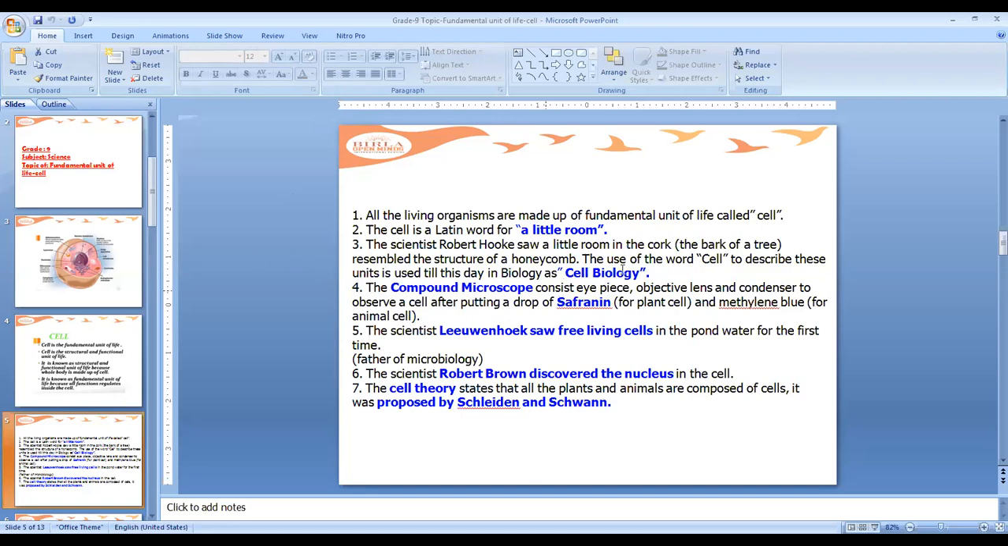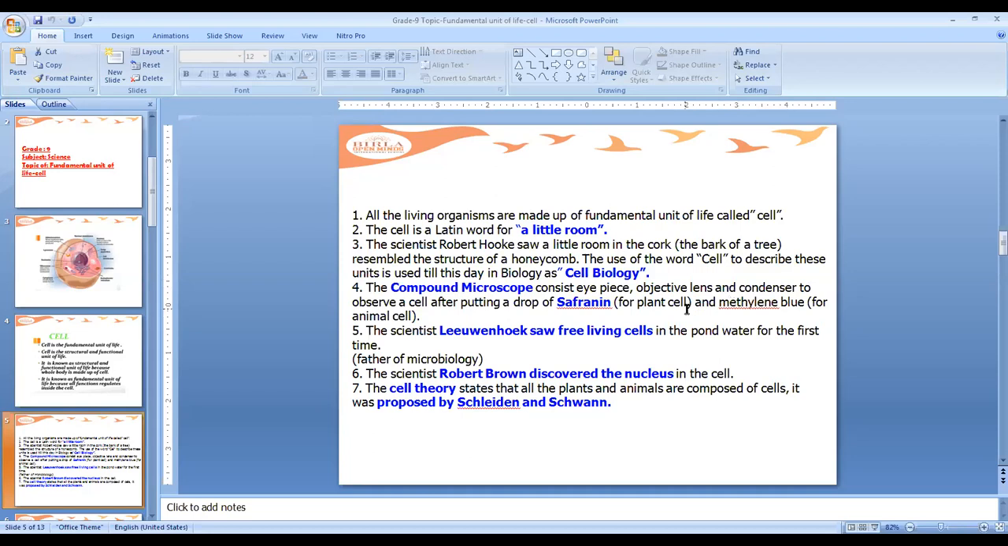Okay, so now we are going through the cell under a microscope, a compound microscope. The compound microscope consists of an eyepiece, objective lens, and condenser to observe the cell. For a plant cell, take a thin slice, keep it on a slide, and put a few drops of saffron. For an animal cell, we use methyl blue.